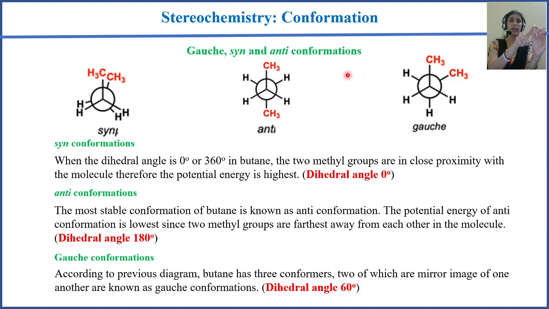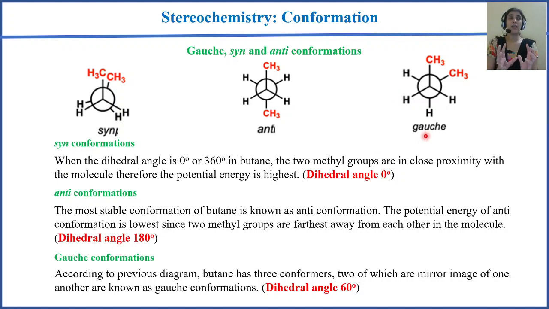Now, if we keep this front carbon fixed and rotate about this C single bond, then what will arise? An innumerable number of conformations will arise. Among them, 3 conformers are there. One of them is anti and 2 of them are gauche. Now the two gauche forms are mirror images of each other.